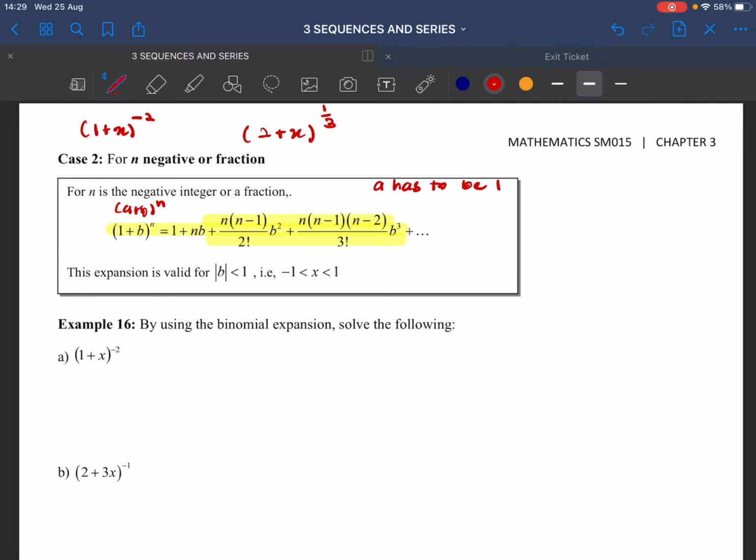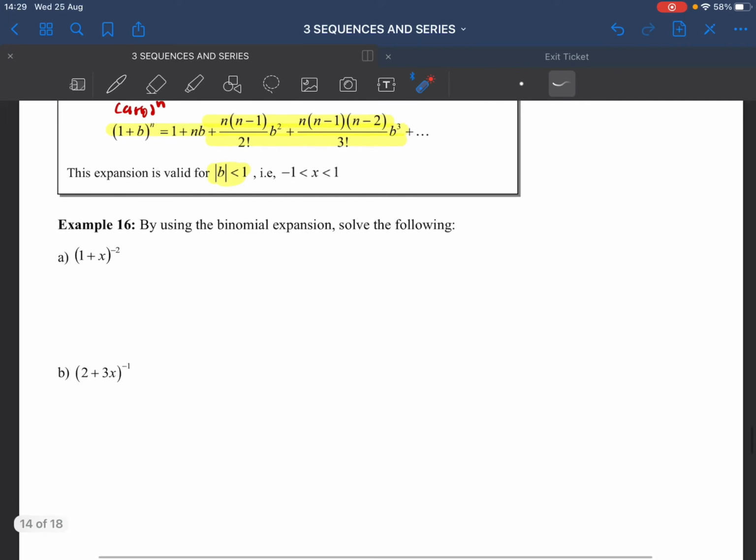So how to state the validity? This is the formula for validity. Modulus b less than 1. Modulus b tu ialah nilai yang kat sini lah. Okay, so let's just proceed to the example lah. Kita cakap-cakap banyak pun tak faham juga nanti.